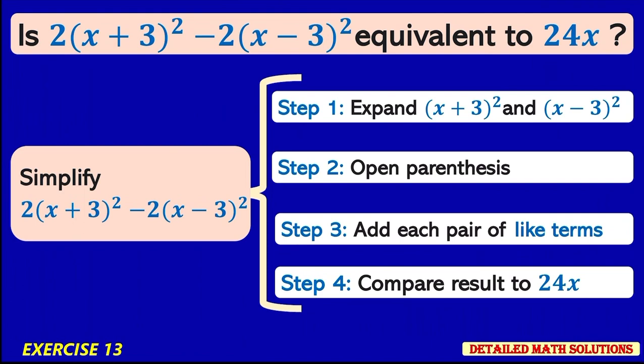Next, I'm going to follow the same approach to figure out if the second expression is equivalent to 24x. Again, I'm going to follow the same 4 steps. I'm going to expand the binomial squares (x + 3)² and (x − 3)². Then I'm going to open parentheses, add each pair of like terms, and finally I'm going to compare the simplified expression to see if it equals 24x. If it does, then they're both equivalent.